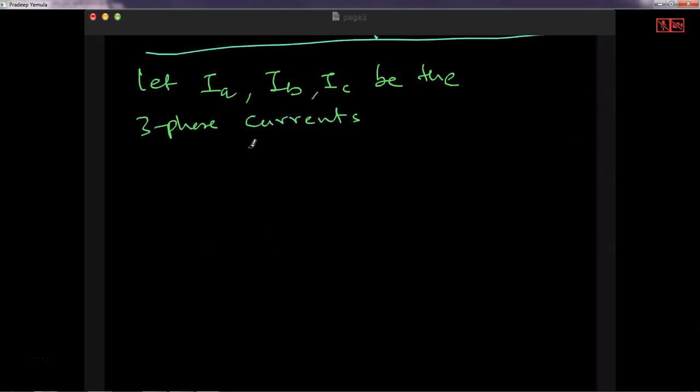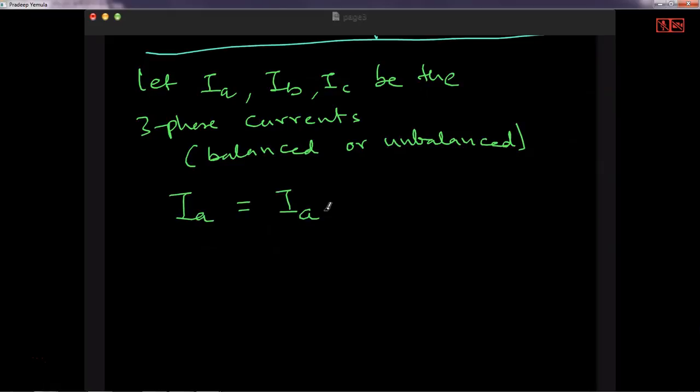So these are in general any three-phase current, they may be balanced or unbalanced. Now what I want to do is express this set of three currents, IA, as a positive sequence component plus a negative sequence component plus a zero sequence component. On the left hand side is my three phase quantity, on the right hand side I have sequence components. Again, all these are vectors, by the way.